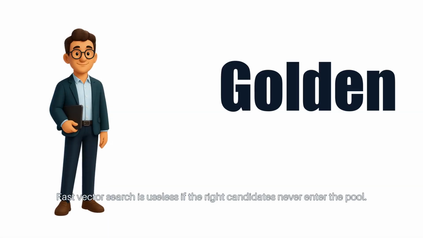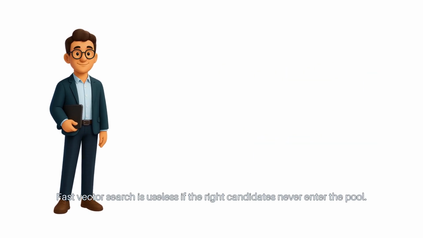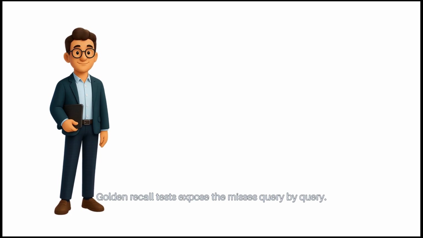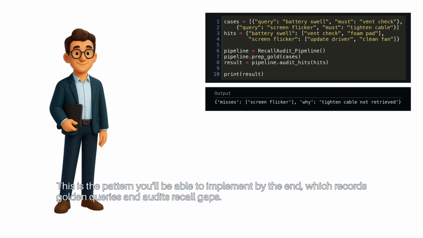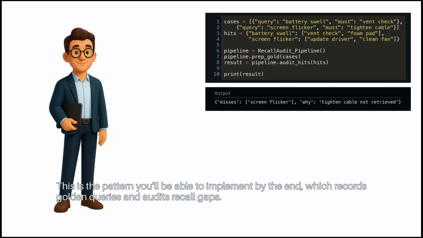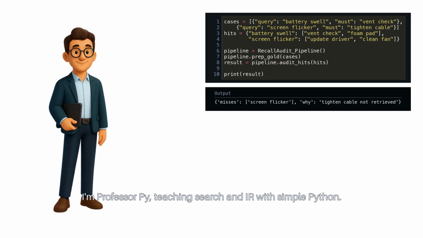Fast vector search is useless if the right candidates never enter the pool. Golden recall tests expose the misses query by query. This is the pattern you'll be able to implement by the end, which records golden queries and audits recall gaps. I'm Professor Pi, teaching search and IR with simple Python.